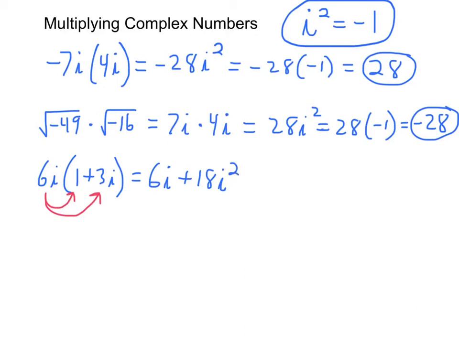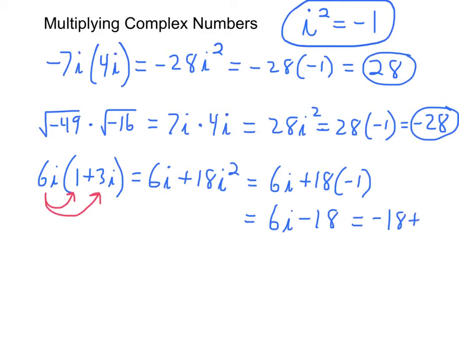Remember, anytime we have i squared, we change it into negative 1. So that's going to be 6i plus 18 times negative 1, which is really 6i minus 18. Or a lot of times we want to write them in the form a plus bi, so we'll write the negative 18 first and then plus 6i. And you can see that's now in the form a plus bi, and it shows it's a complex number.